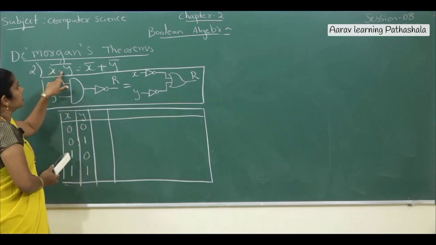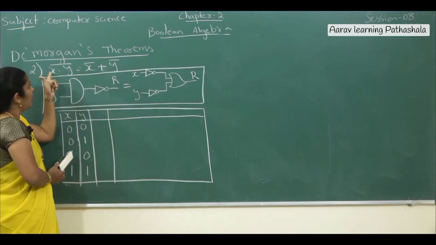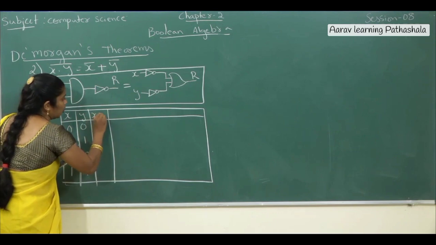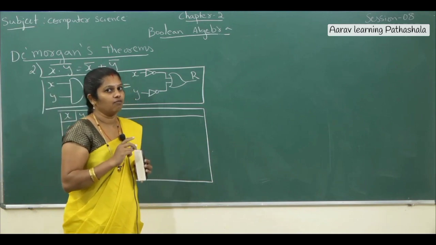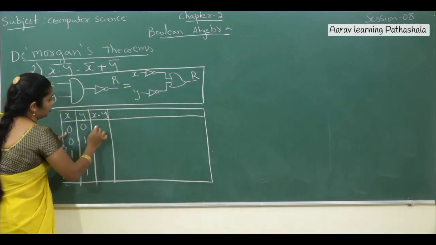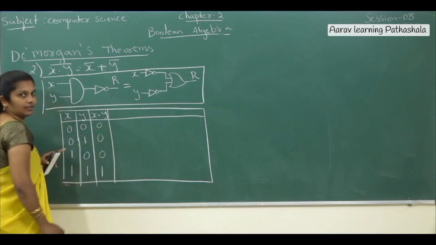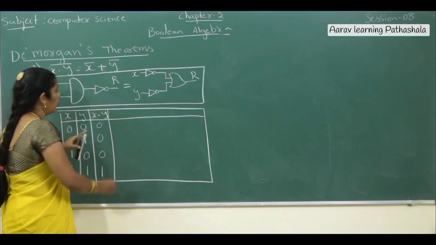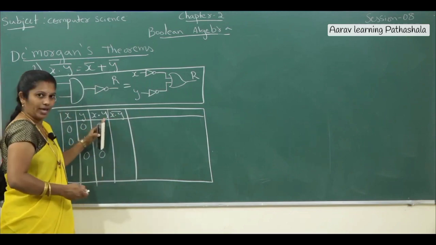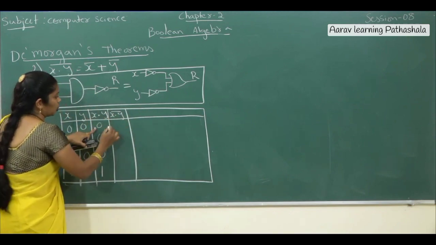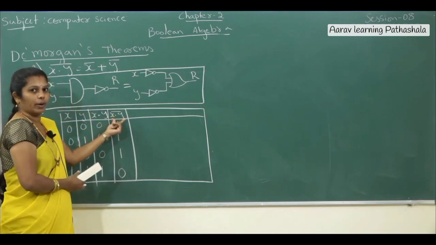See the equation, x into y whole bar equals x bar plus y bar we have. Then first I will calculate this part. x into y, first I am going to calculate x into y. Dot operator means if all the inputs are 1, then only the output becomes 1, otherwise it is 0. See the first case, 0 into 0, 0, 0 into 1, 0, 1 into 0, 0, 1 into 1, 1. Then find out x into y whole bar. Whatever value in x dot y we have, just reverse it. Then here 0 we have 1, 1, 1, 0. This is x into y whole bar.